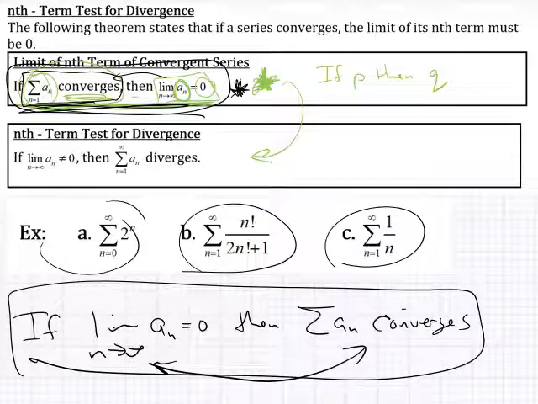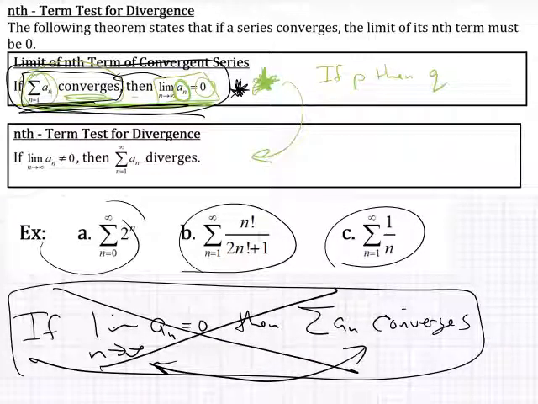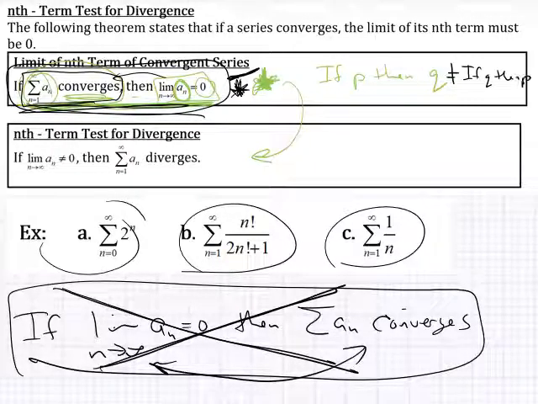In fact, it can be shown that this is not true. If this is true, it can be shown that this is not necessarily true. Okay? Sometimes it is, sometimes it isn't, but not always. So if-then statements are tricky. If P then Q is not the same thing as if Q then P. Okay, they're not the same thing.